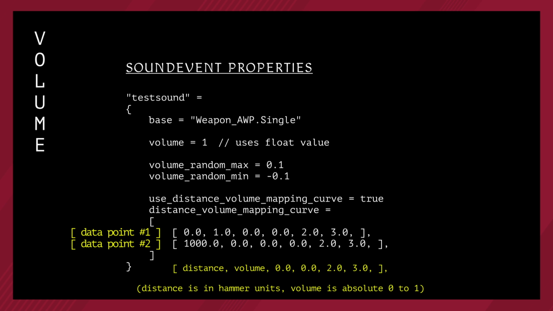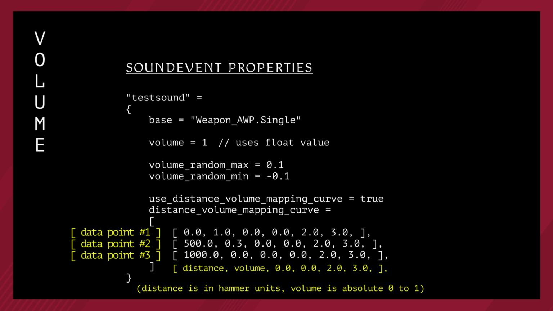And it's some kind of calculus, but what I know is that it results in a straight line between the data points. So that's one data point, which is 0, 1. 0 distance is full volume. The next data point is 1000 distance and 0 volume. So we have a straight line from 0 to 1 volume across 1,000 units of distance. Pretty easy. If you want more data points, you can just add more data points.